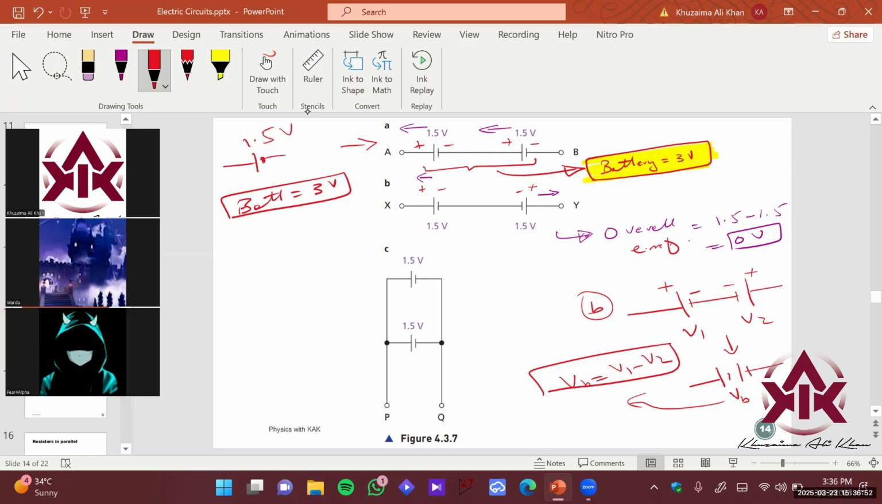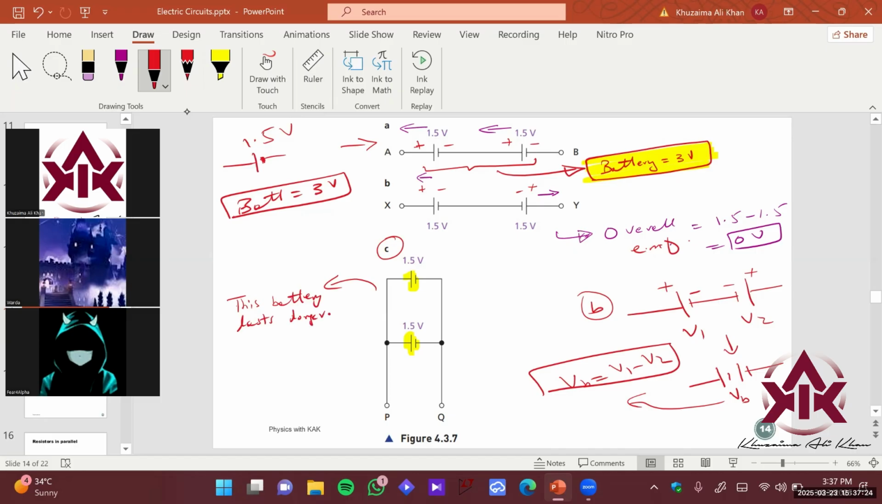Now we also have configuration number C here. What can you see over here? You can see that I have two same cells in parallel, right? What is the benefit of this? The benefit is that this battery is going to last longer.